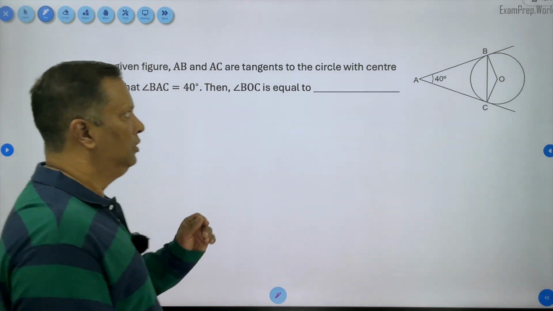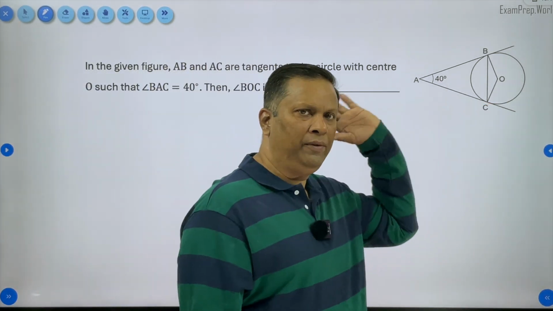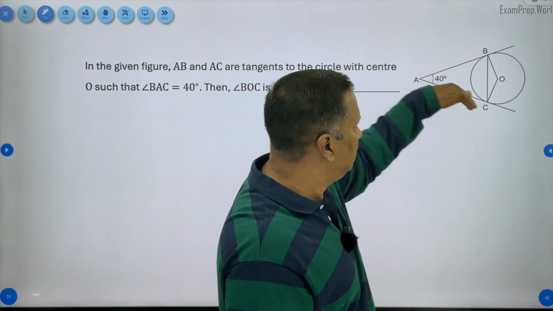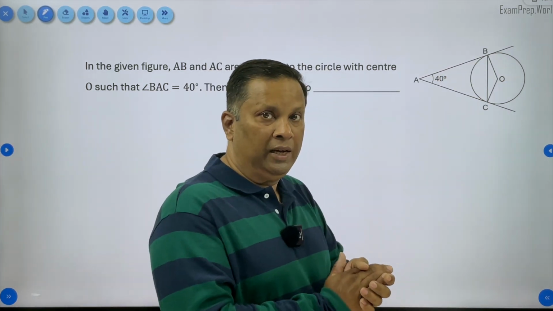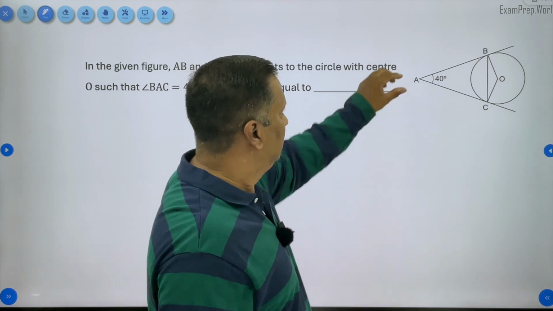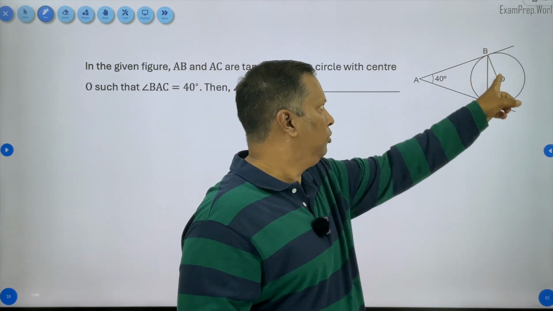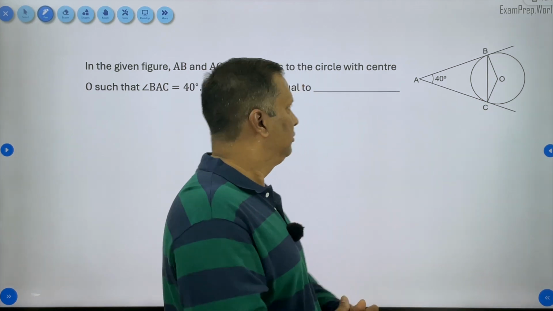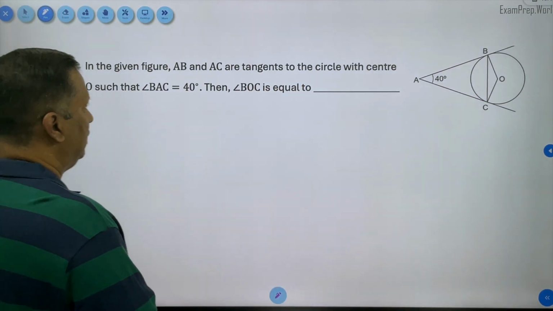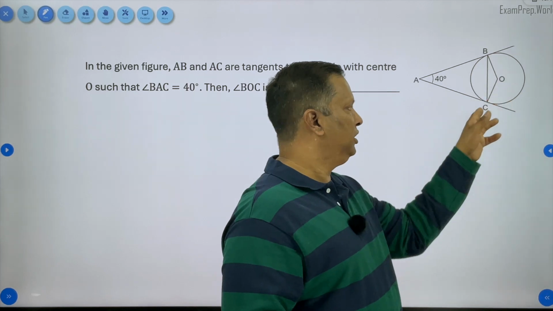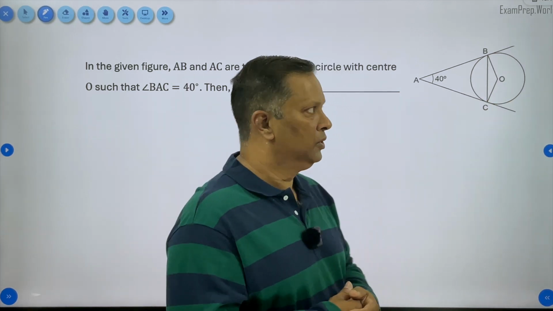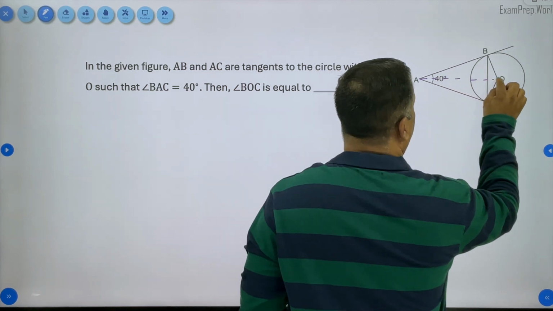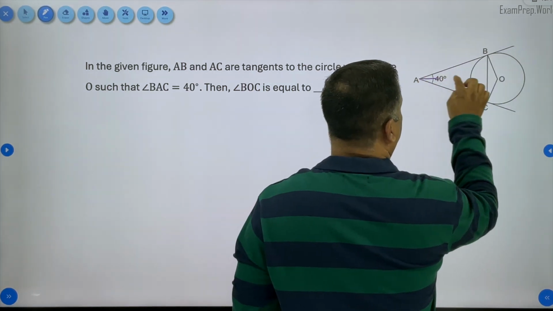In this figure, before even reading the question, you can see the figure and understand. See, these are two tangents. Two tangents are making an angle of how much? 40 degrees among themselves, and OB and OC are radii. And what is BC? BC is a chord. Now, they are asking angle BOC. How do we find this angle? For this angle, I suggest that you construct a line like this.